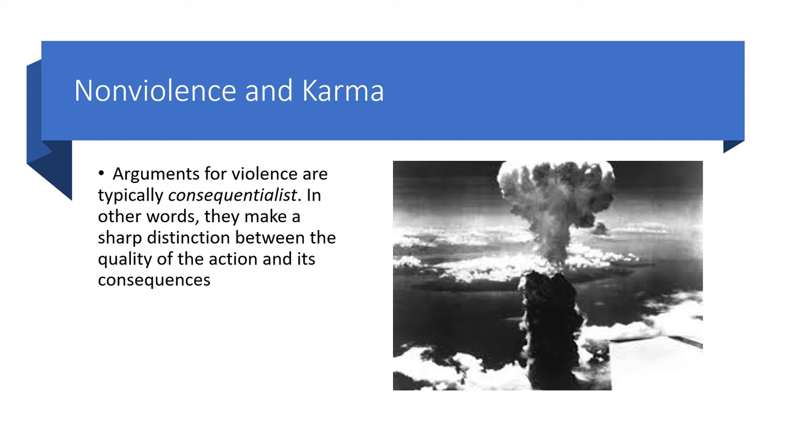So by making a distinction between the quality of the action itself and its consequences, right, you can justify things that look like they're very bad by doing that. So arguments for violence are typically like that, right? They'll say, nobody likes violence, nobody approves of dropping bombs in itself. But if you look at the consequences of doing that, maybe it stopped something even worse from happening, right? So it's okay to do bad things if you stop something worse from happening. That's typically the logic of consequentialist arguments about violence. Something bad is acceptable or legitimate if it stops something worse from happening. Okay, so that's the argument that Gandhi is going to challenge.